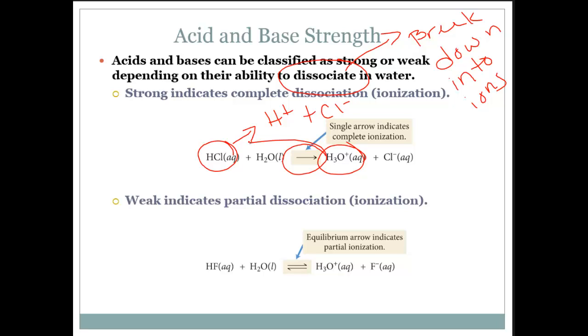The word weak indicates a partial dissociation. In other words, not all of the HF is going to break up into H and F. And as a result, you have a double-sided arrow to indicate that.